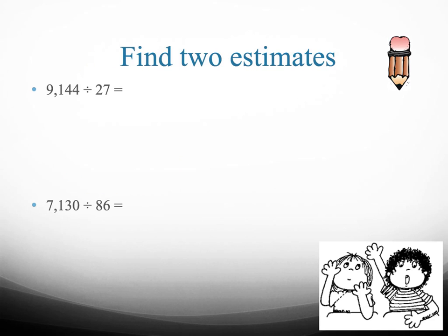Sometimes your directions are going to ask you to find two estimates for a quotient, one a little bit higher and one a little bit lower. So let me show you how to do that. Again, I'm going to start with the divisor. In this case, it's 27. 27 is closer to 30 than it is to 20, so I'm going to change it to 30. Now I know I'm finding multiples of 3 to find my compatible numbers. Well, 9 is a multiple of 3, so I'm going to rewrite the 9, and everything behind it is going to become a 0. Now I have 9,000 divided by 30.